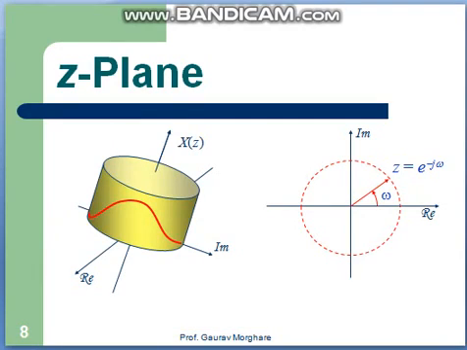This is the three-dimensional representation of the Z plane. It clearly shows that we have a real axis, an imaginary axis, and the vertical Z axis over which the Z plane is lying.